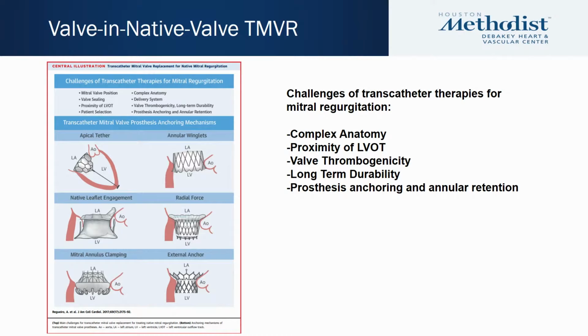The challenges of transcatheter therapies for mitral regurgitation include the complex anatomy of the mitral valve and the mitral valve annulus, the proximity of the LVOT to the mitral valve, the valve thrombogenicity, long-term durability, and prosthesis anchoring and annular retention, because this valve has to withstand the systolic pressure that's being generated by the left ventricle.